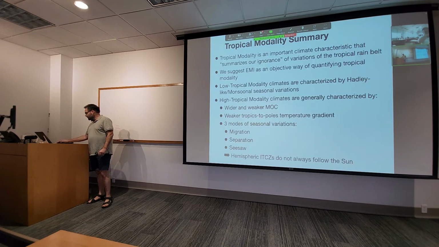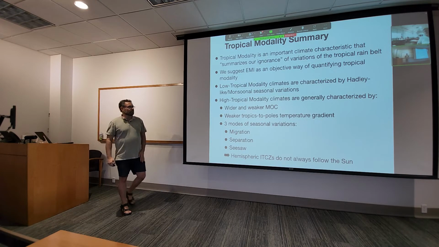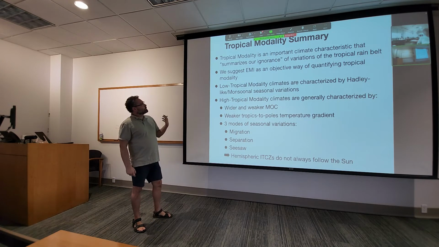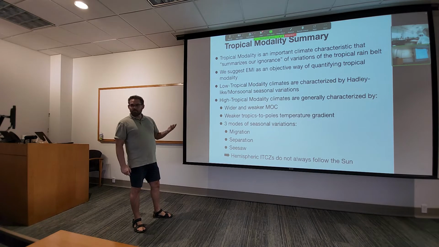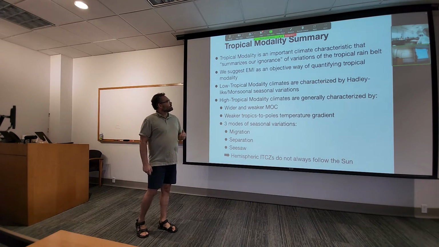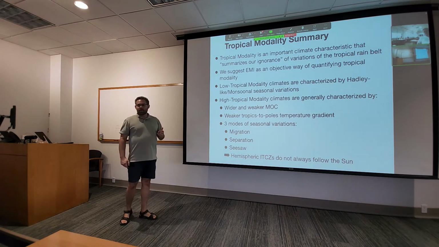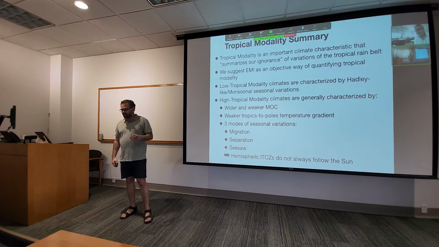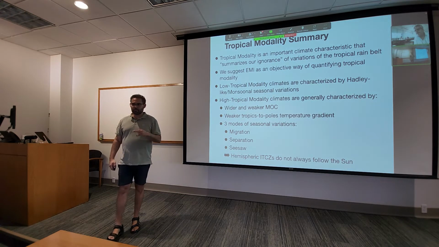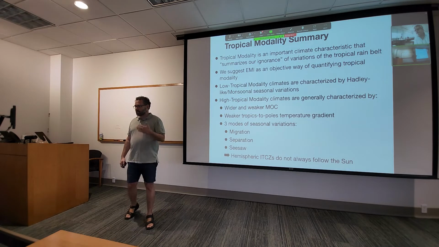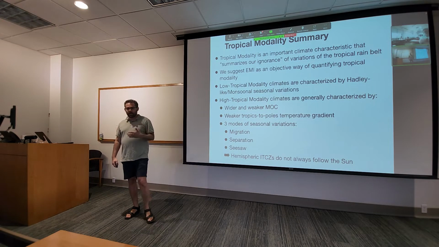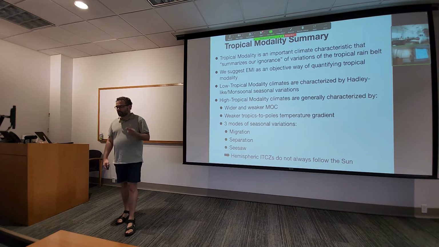Okay, so just to summarize this part of the talk, I'm arguing the tropical modality is an important climate characteristic that summarizes our ignorance of variations of the tropical rainbelt, and we suggest EMI as an objective way to quantify tropical modality. And we distinguish between low and high modality climates. Low modality climates have a Hadley-like monsoonal seasonal variation, but high modality climates have these three modes.